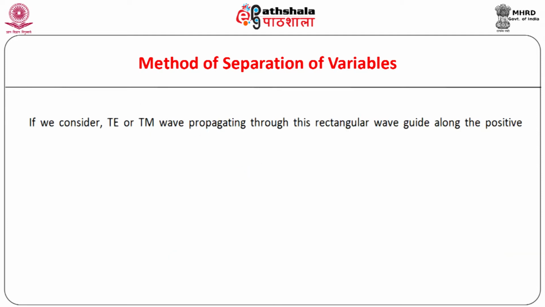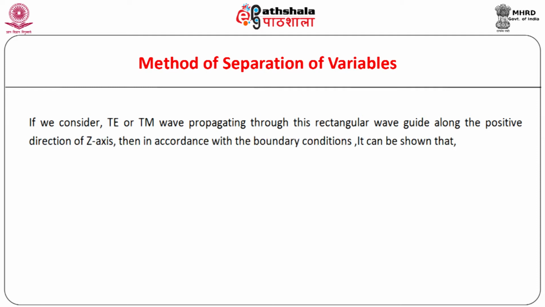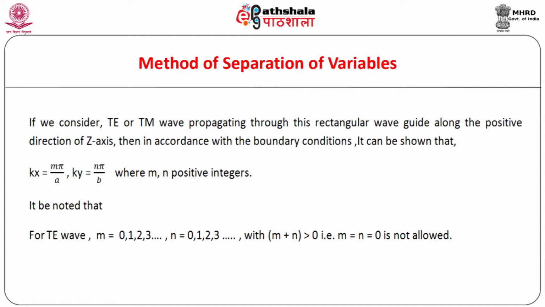If we consider TE or TM wave propagating through this rectangular waveguide along the positive direction of z axis, then in accordance with the boundary conditions, it can be shown that k x is equal to m pi upon a and k y is equal to n pi upon b, where m and n are positive integers. It may be noted that for TE wave, m is equal to 0, 1, 2, 3 etc. and n is 0, 1, 2, 3 etc. up to infinity with m plus n greater than 0. That is, m equal to n equal to 0 is not allowed.